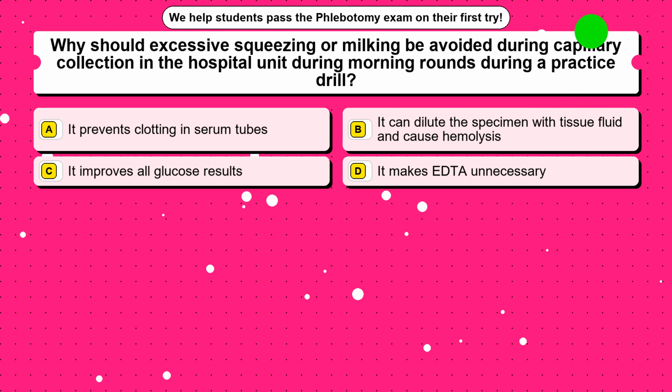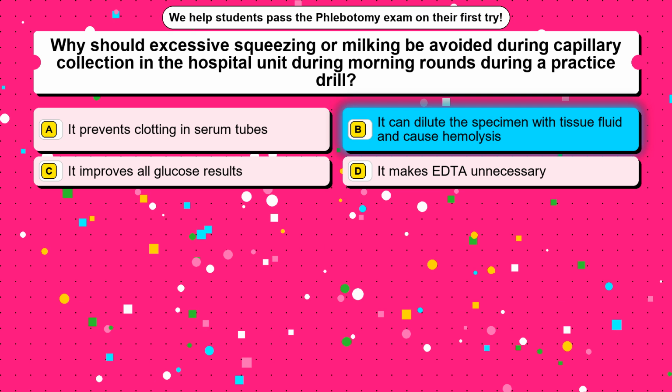Question 80. Why should excessive squeezing or milking be avoided during capillary collection in the hospital unit during morning rounds during a practice drill? Option A. It prevents clotting in serum tubes. Option B. It can dilute the specimen with tissue fluid and cause hemolysis. Option C. It improves all glucose results. Option D. It makes EDTA unnecessary.